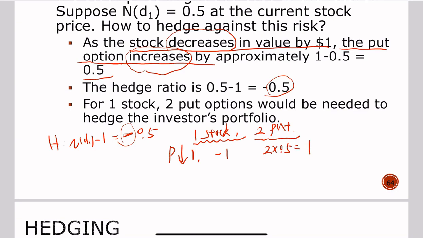So you can see that the loss in the stock position will be offset by the gain in the put position. So in the end, the portfolio's total value will stay the same if there is a decrease in your share price. So you can see that using a put option, you can insure against this stock downside risk.